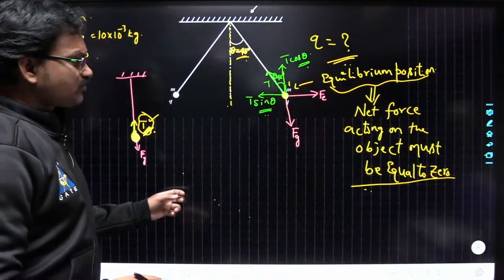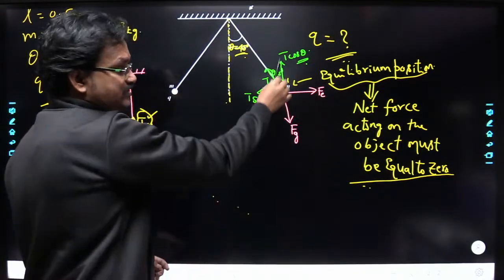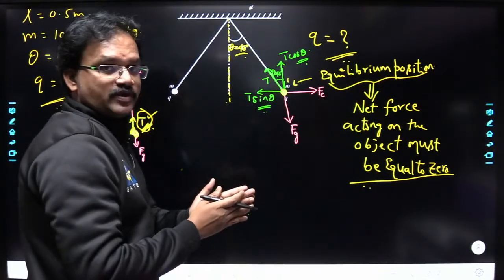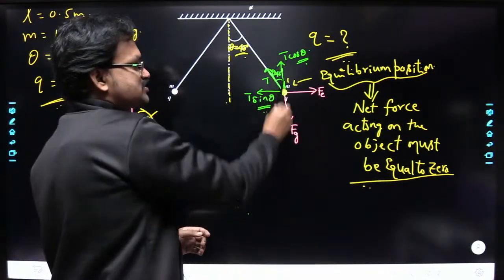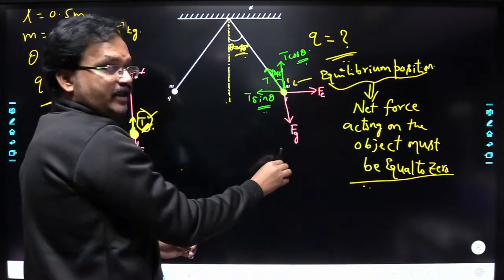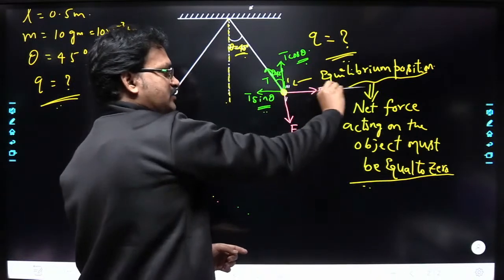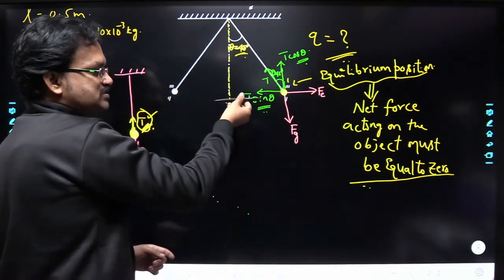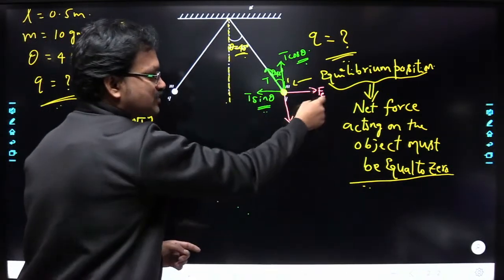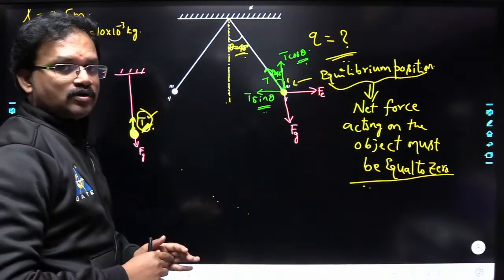Now this T cos theta must be equal to the gravitational force, because the net force acting on this object must be equal to 0. T cos theta is acting in the upward direction and the gravitational force is acting in the downward direction. These two must be equal. And the electric force is acting in this direction, and the component of the tension force, T sin theta, is acting in this direction. These two forces must be equal, so the net force on the object becomes equal to 0.